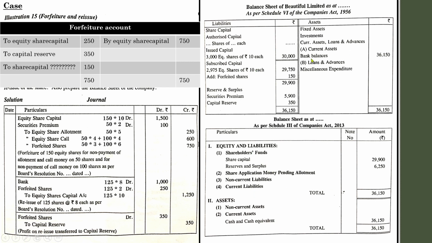So this is how you have to deal with the situation whenever forfeiture and reissue comes in a question. In this case, we have discussed many adjustments and many computations regarding forfeiture and reissue. Go through these cases very carefully. Familiarize yourself with the concepts which we have discussed. We will discuss further cases in the next sessions. If you have any queries, please let me know.